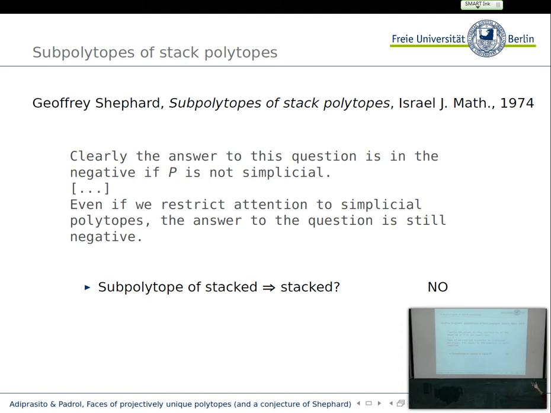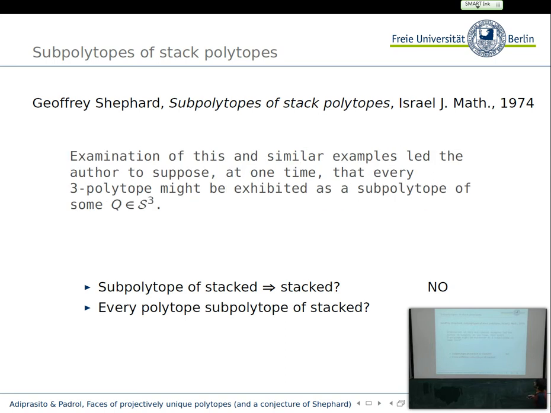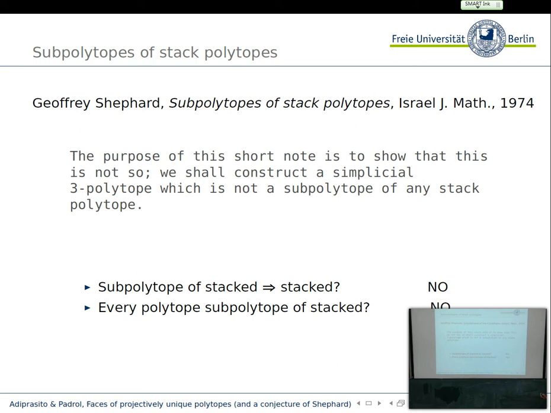So, I mean, the paper was extremely short, so he had to do something else and said, well, let's try if I can get every polytope as a subpolytope of a stack polytope. Well, this is an interesting question. And actually, the answer is no. And he proves that there are three-dimensional polytopes that are not a subpolytope of a stack polytope. And I actually think that his proof is very neat. And let me just sketch how he does it.